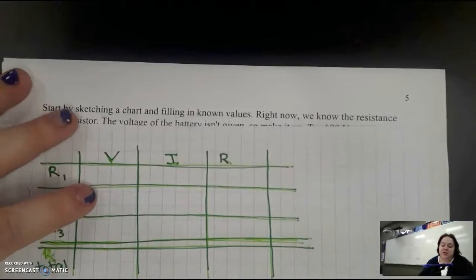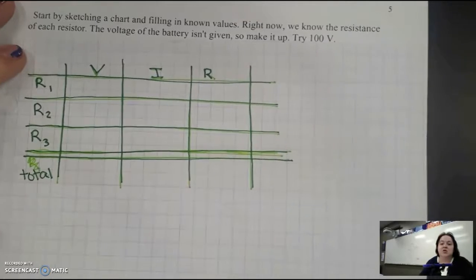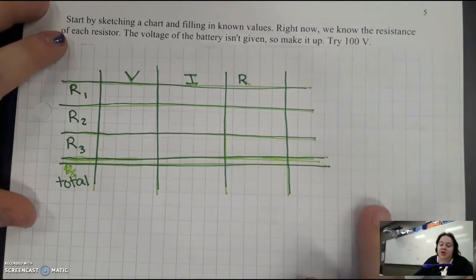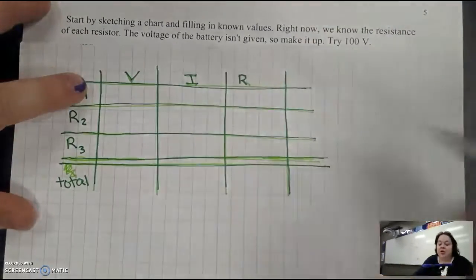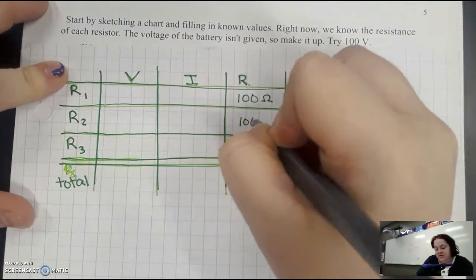Then the first thing you do after sketching your chart, please actually make this chart because these charts are so important for current circuit problems. After you make your chart, you fill in what you know. So we know that all 3 of our resistors are 100 ohms.